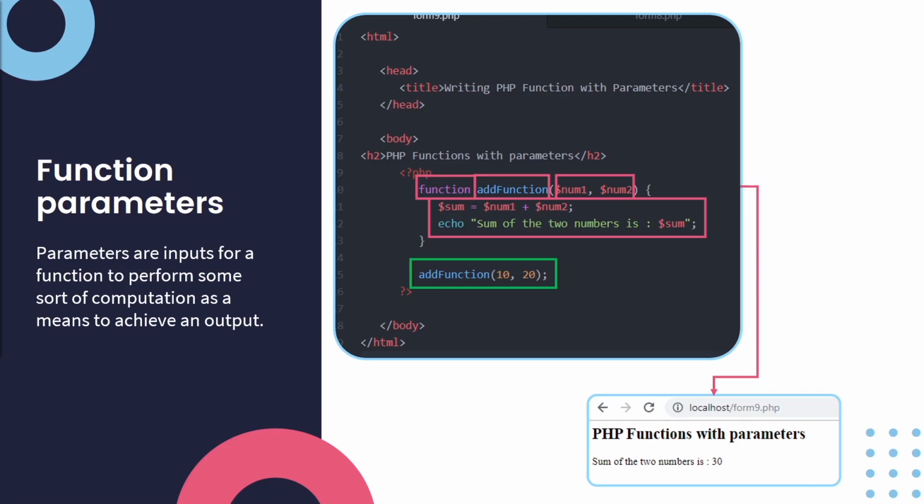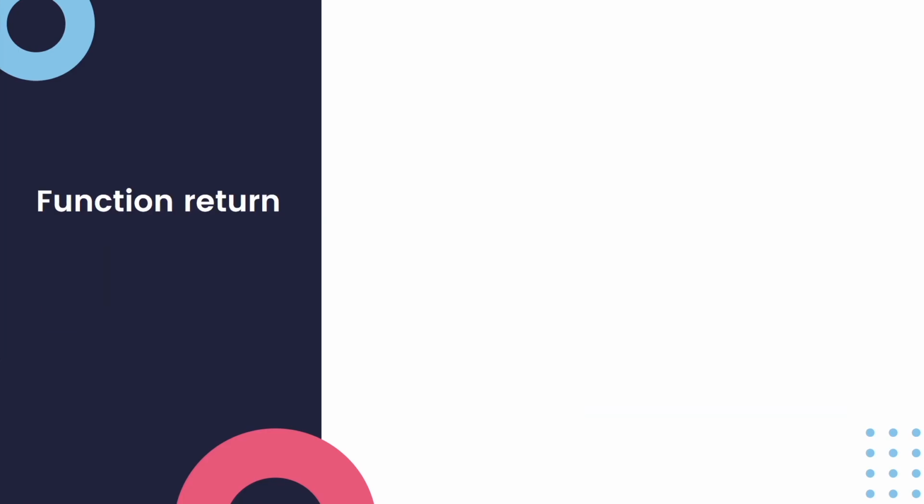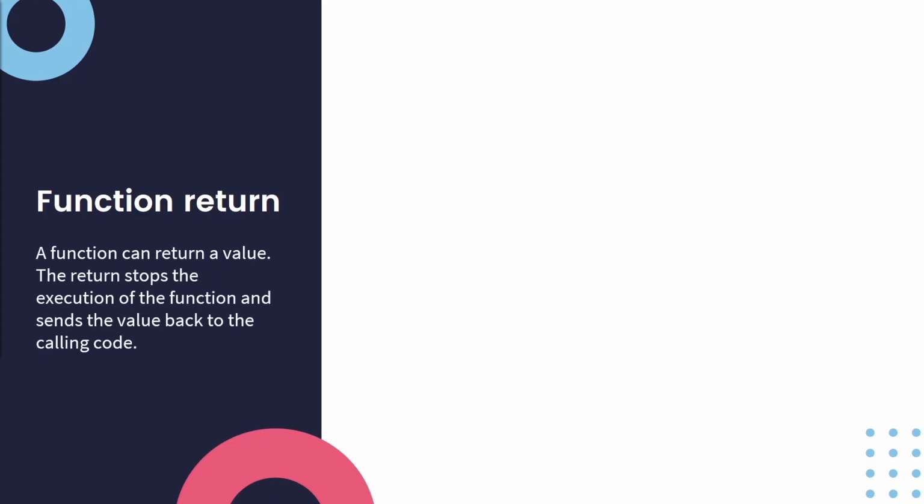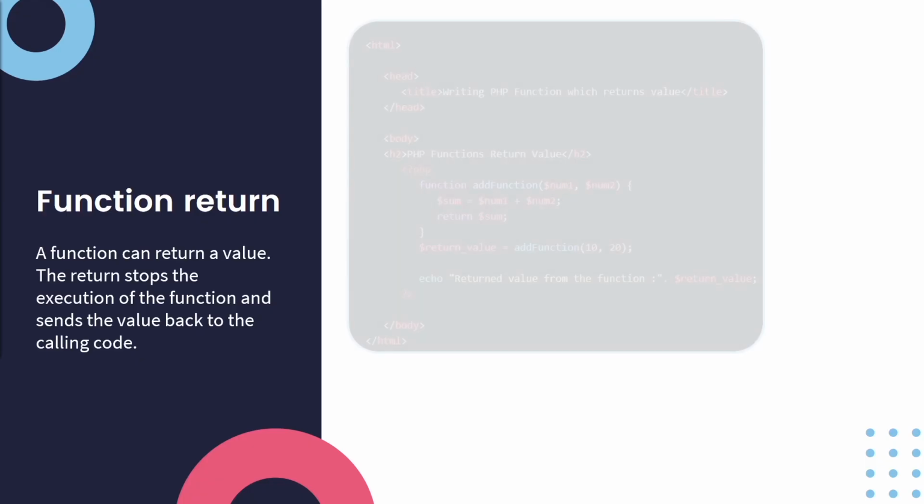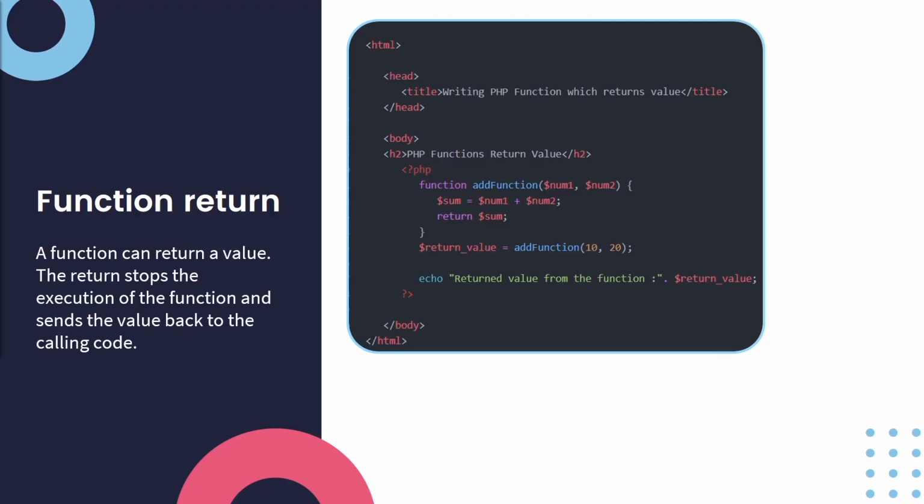Wonderful. What about the return statement in PHP? When it comes to functions, we can also add the return keyword, which gives us a lot more flexibility. A function can return a value using the return keyword in conjunction with an object or value. Return stops the execution of the function and sends the value back to the calling code. The following example takes in two integer parameters, adds them together and then returns the sum of the two numbers. Note that the return keyword is used to return a value from the function.